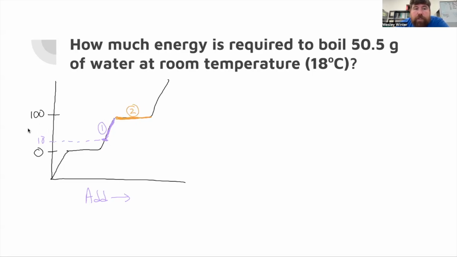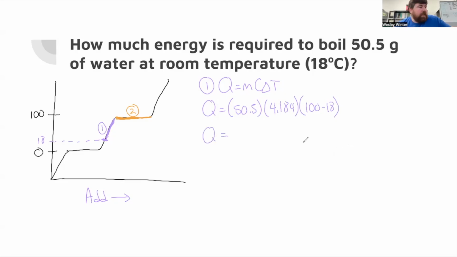So I have two equations. I'm going to do first Q equals mc delta T. Q equals mc delta T. And what that's going to do is heat up the liquid water. So that's going to be 50.5 times the specific heat for liquid water, which is 4.184, times the change in temperature, which will be 100 minus 18, which is 82 degrees Celsius.